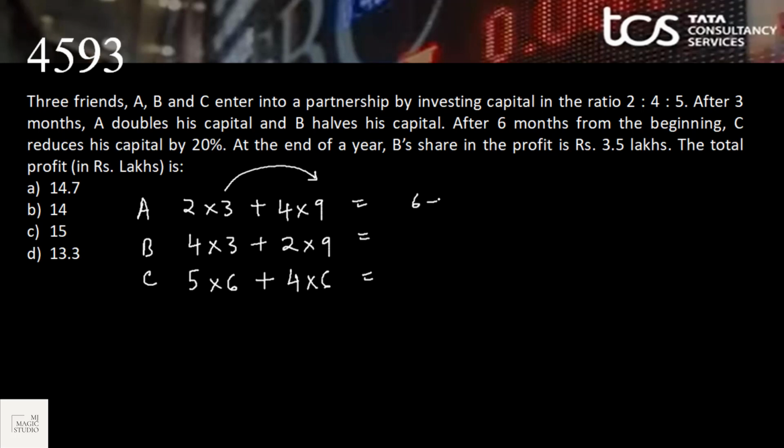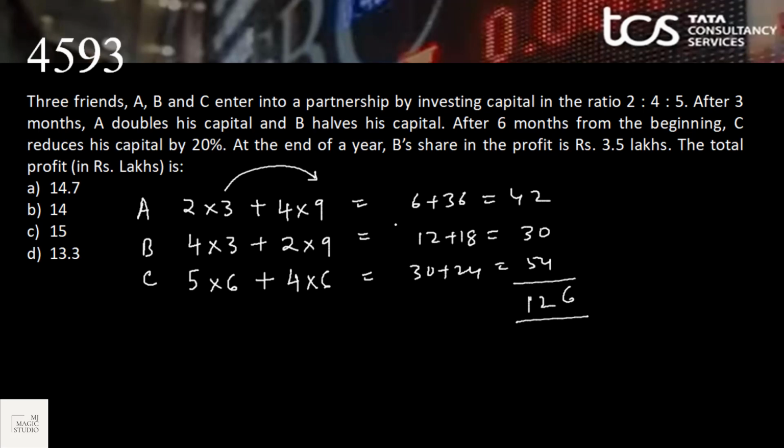So let us find the weighted investment. 6 plus 36, that is 42. 12 plus 18 is 30. And 30 plus 24 is 54. Total is 126.